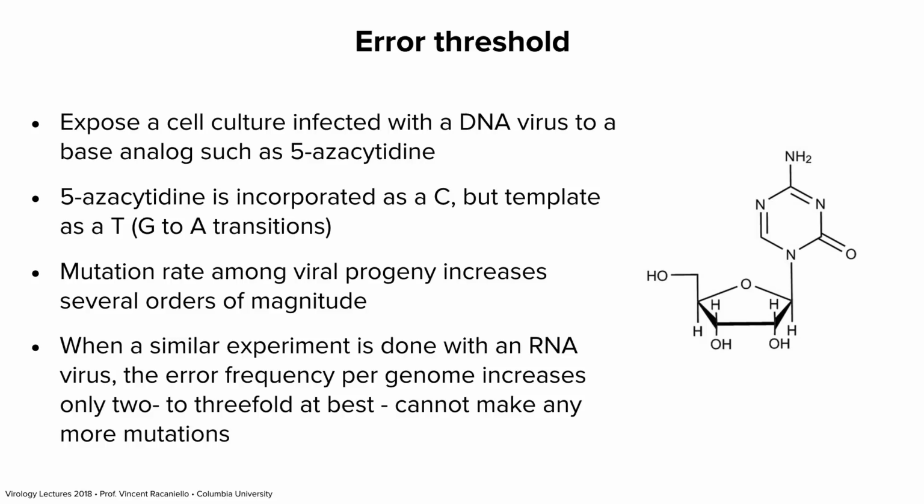You get far more mutants. When a similar experiment is done with an RNA virus, the best you can do is increase the mutation frequency 2 or 3-fold, compared with 1,000-fold with a DNA virus. So the RNA viruses are existing right near the error threshold, because if you mutagenize their genome in this way, you can't go more than 2 or 3 times more mutations. Whereas with the DNA virus, you can put 1,000 times more mutations in the genome, and the virus will still be able to replicate. They haven't exceeded their error threshold.